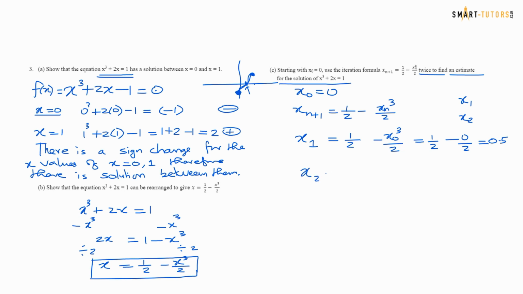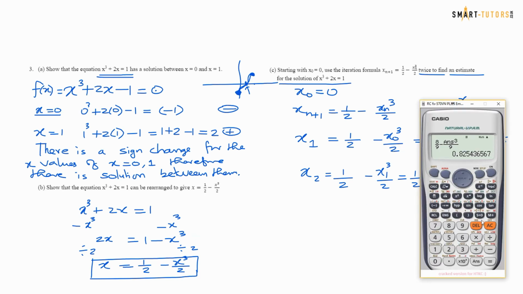x2, that is the last answer: half minus x1 cubed over 2. Half minus 0.5 cubed over 2 equals, right? So I'll put the calculator here.